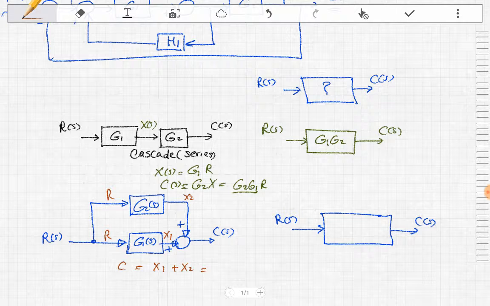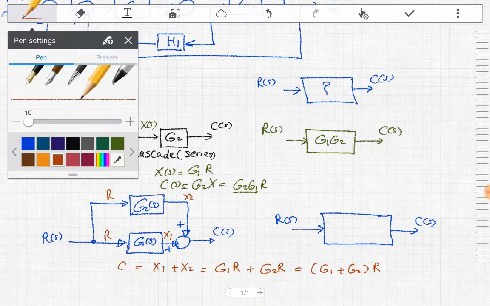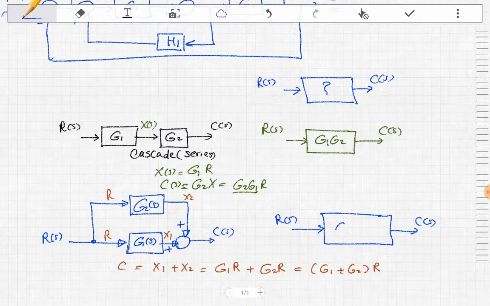What's X1? G1 times R, right? G1 times R. Plus, what's X2? G2 times R. So take R as a common factor. So what you got? G1 plus G2 times R. So what you put inside there? G1 plus G2.